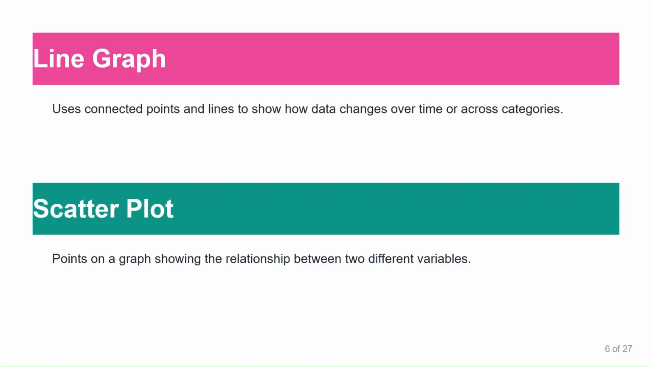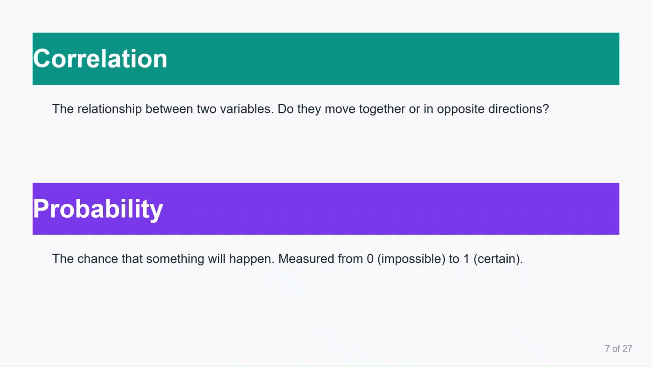Line graphs show change over time. Scatter plots show relationships between two variables. Mini challenge, sketch 6 that suggest a positive trend. Key mantra, correlation is not equal to causation. Ice cream sales and drowning both rise in summer. That doesn't mean one causes the other.